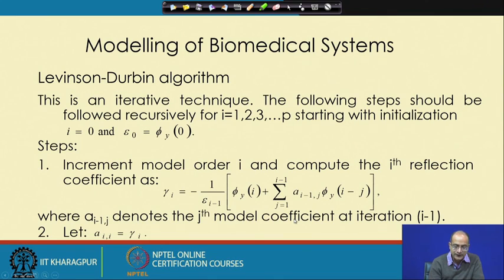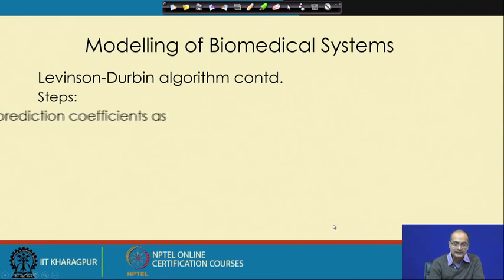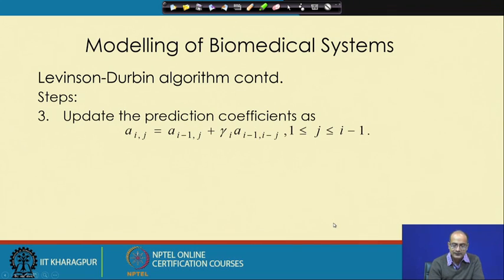Now, we will update all the prediction coefficients, the new one a_{i,i}. Up to the previous iteration, the value was i minus 1. So a_{i,i}, which is appearing for the first time, is taken the same as the reflection coefficient, and the other coefficients which were there earlier are updated. Those values are represented as a_{i,j} for j in between 1 to i minus 1.